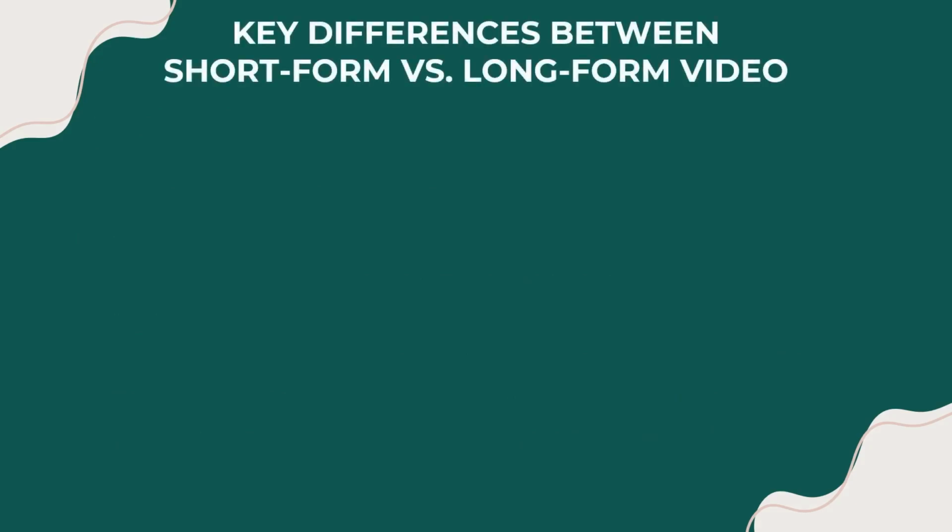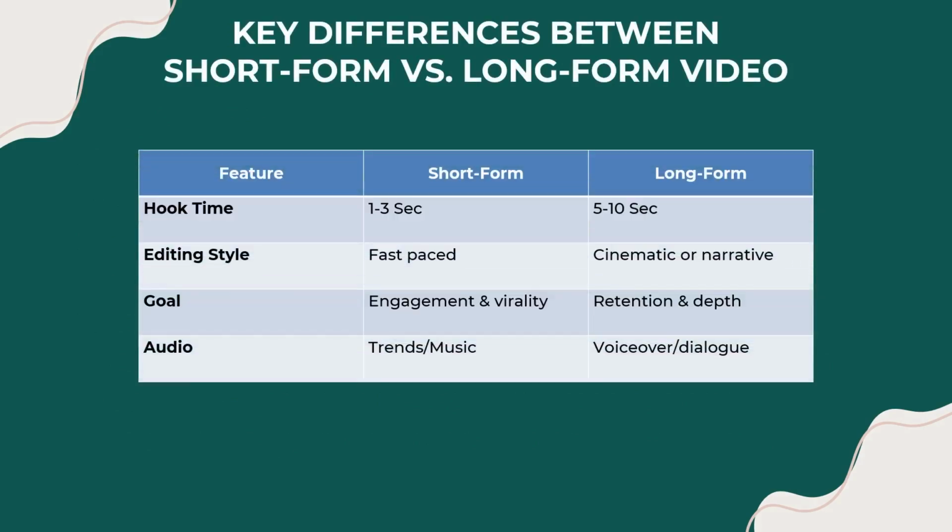Now we will talk about the key differences between short form versus long form videos. So here's a table that can differentiate the key differences between short form and long form content. The hook time for short form content is 1 to 3 seconds, as we have previously explained, and for long form content it varies from 5 to 10 seconds, or it can go up to 30 seconds if we are going towards a documentary style or story based content.